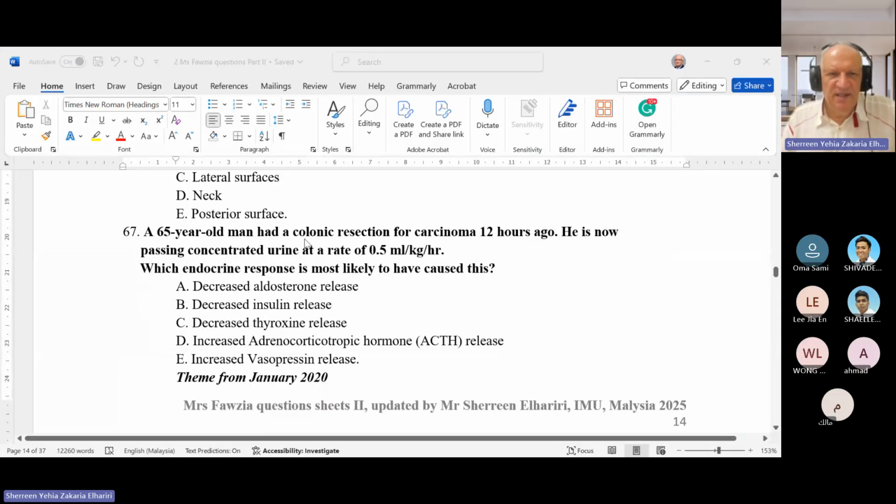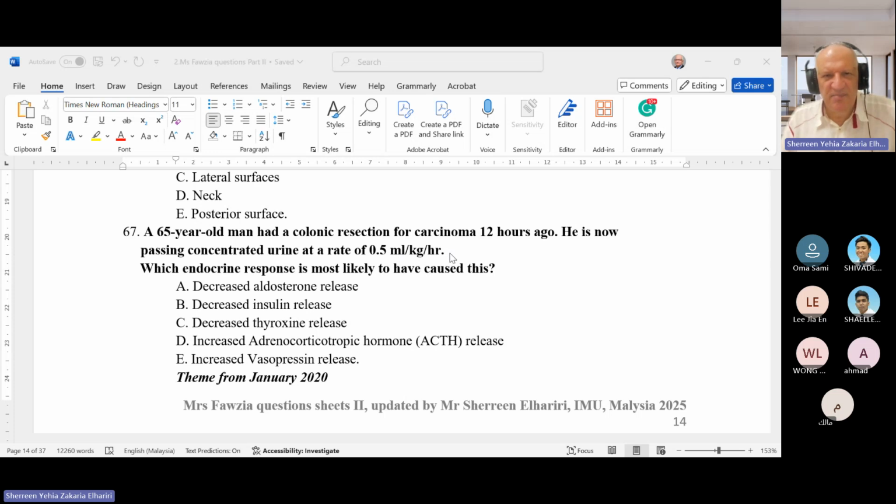A 65 years old man had a colonic resection for carcinoma 12 hours ago. He is now passing concentrated urine at a minimal rate per kilogram per hour. Usually the normal is half ml to 1 ml per kilogram body weight per hour. This is not the question. The question is, which endocrine response is most likely the cause of this?